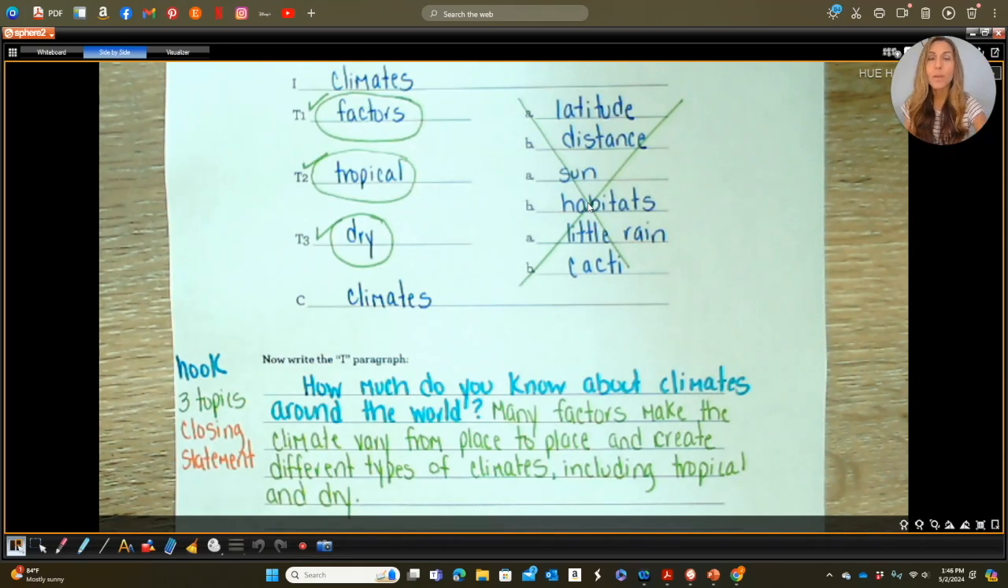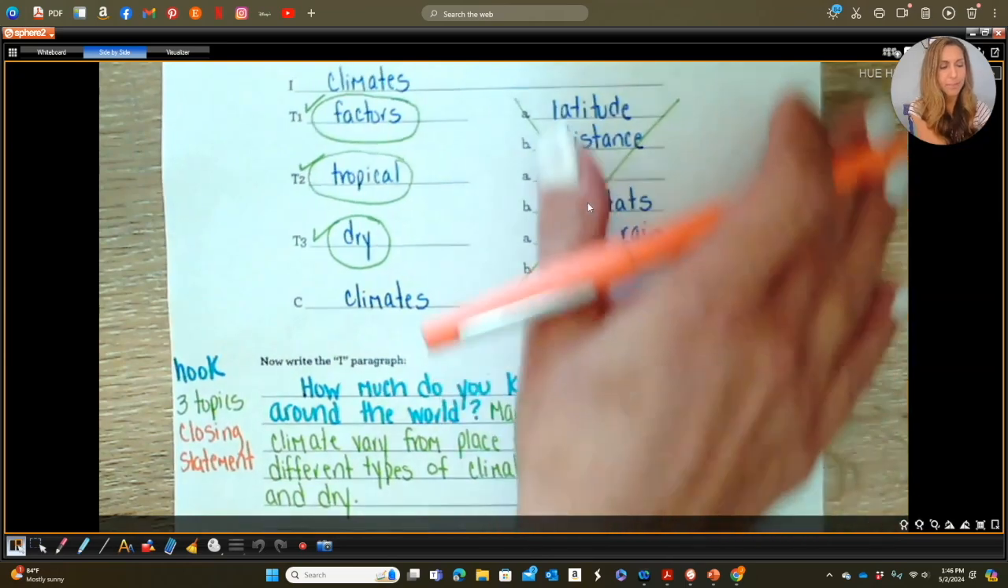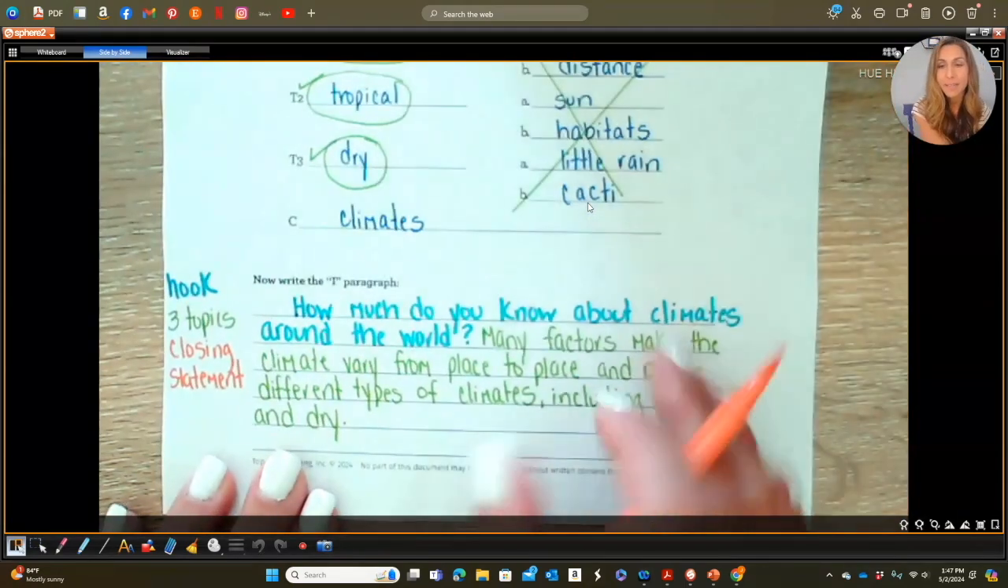Okay, everyone, we have one more sentence to write, and this is the easiest one of all. We need to write a closing statement. So here is where we're just going to say something in general about climates. Go ahead and write your closing statement as I write mine.